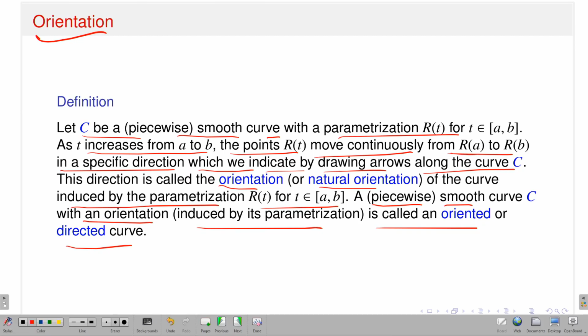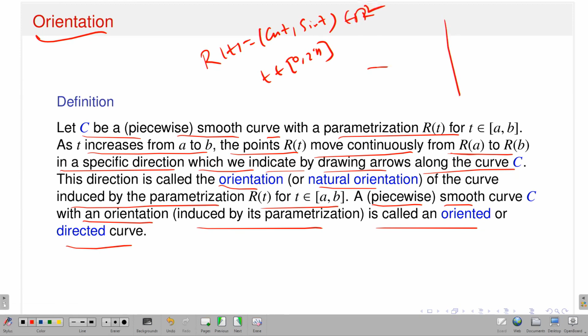For example, if I talk about a circle in R^2, what is the map? The map is R(t) equal to cosine t comma sine t, say t runs from 0 to 2 pi. That means I am talking about a curve, which is a circle in R^2. Now look, if t is equal to 0, then what is my point R(0)? This is nothing but (1, 0). That means this is my point (1, 0).